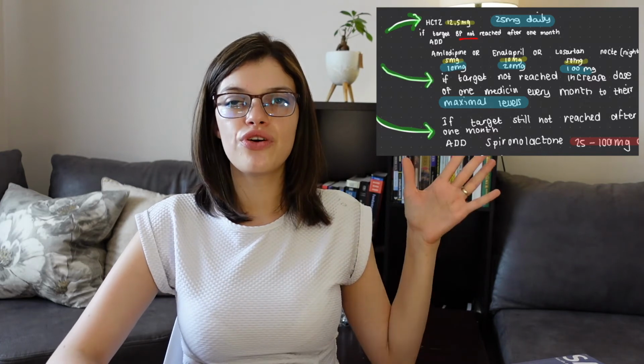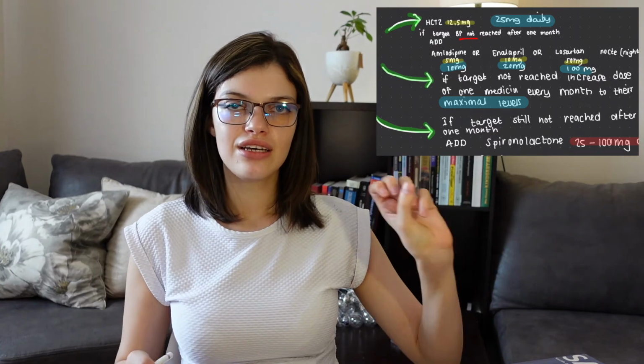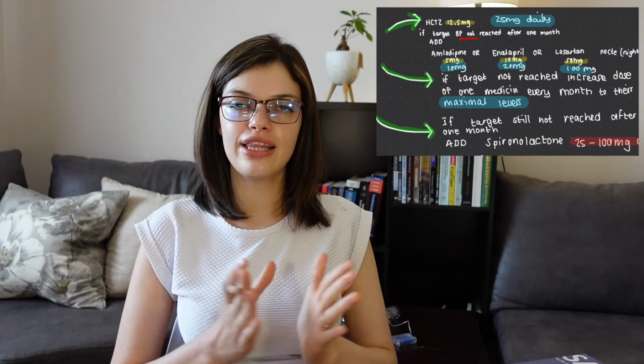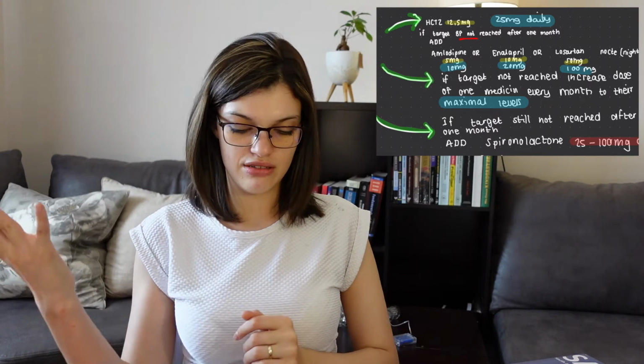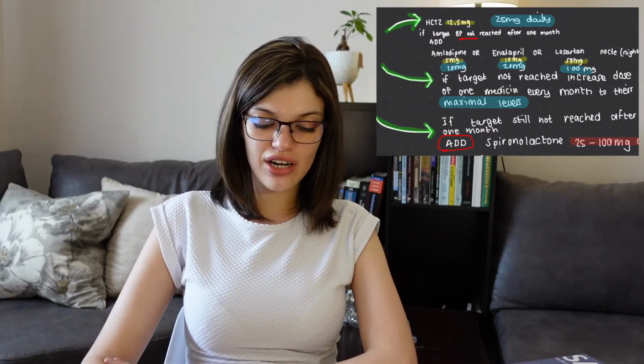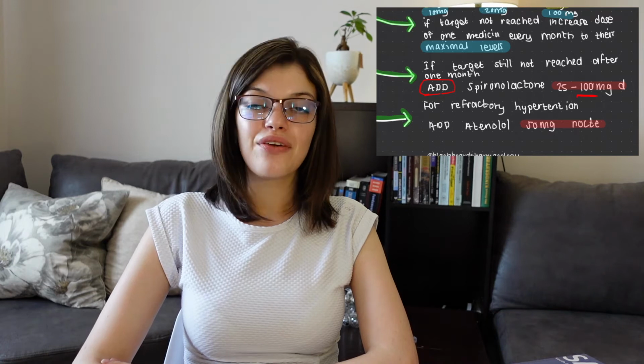For example, if you are giving hydrochlorothiazide and you're giving amlodipine, you're gonna first increase hydrochlorothiazide's dosage, and then in the following month you will increase the remaining drug. Okay, if the target is still not reached, you can add a drug like spironolactone. Okay, and it can go up to 100 milligram a day.